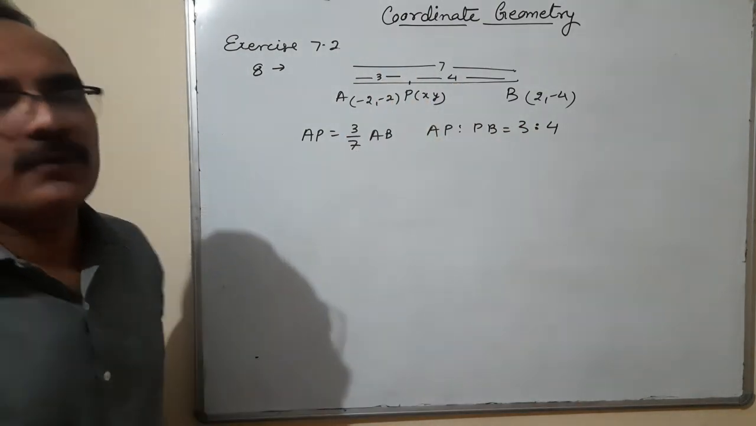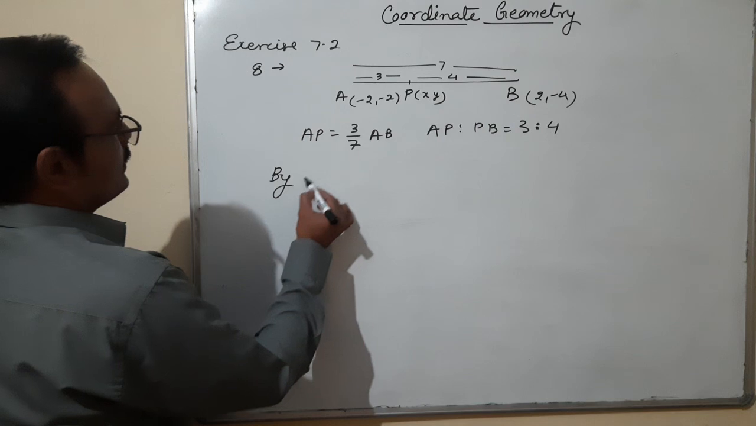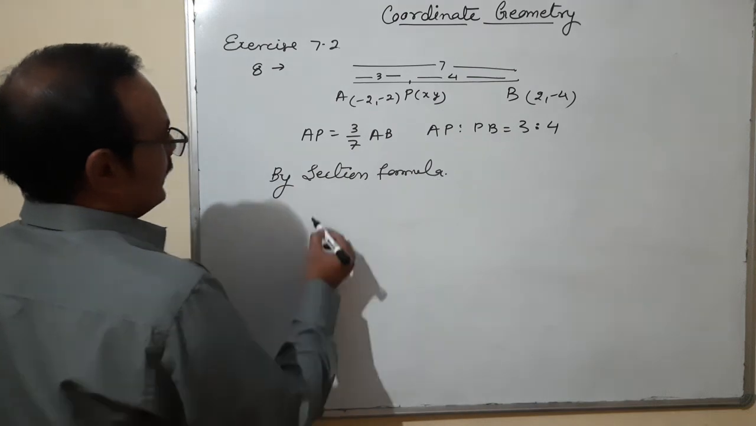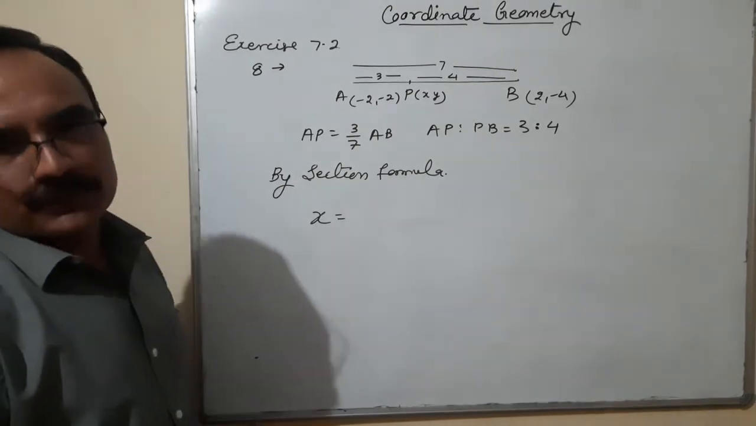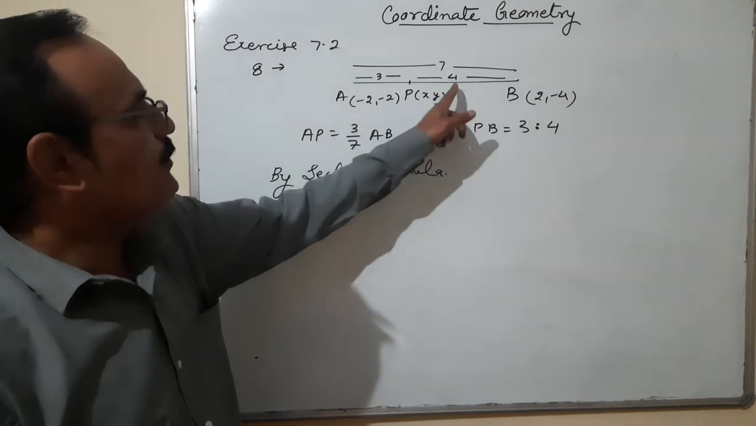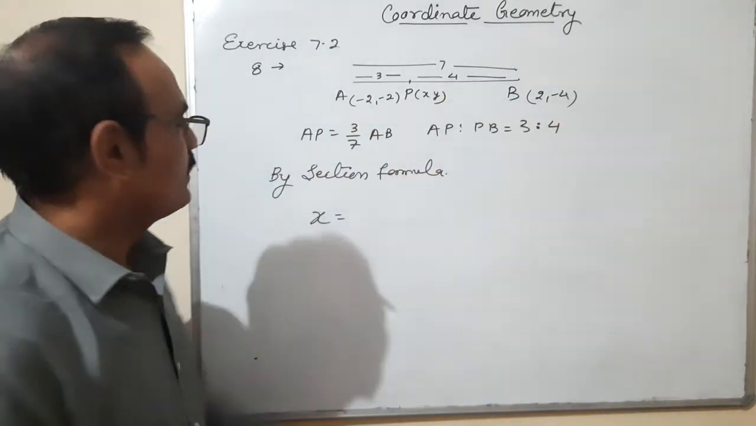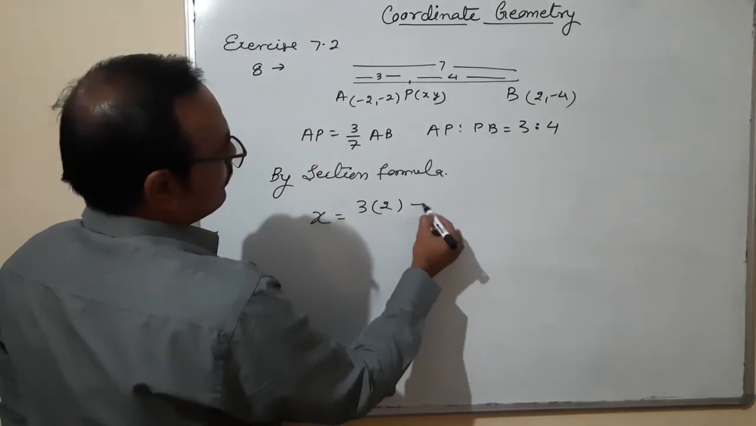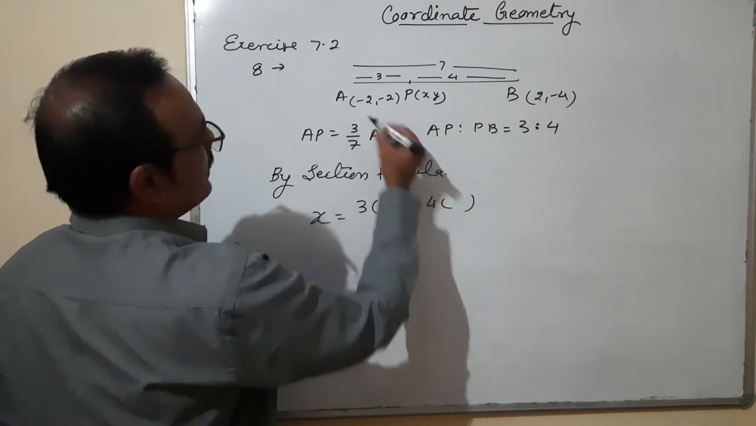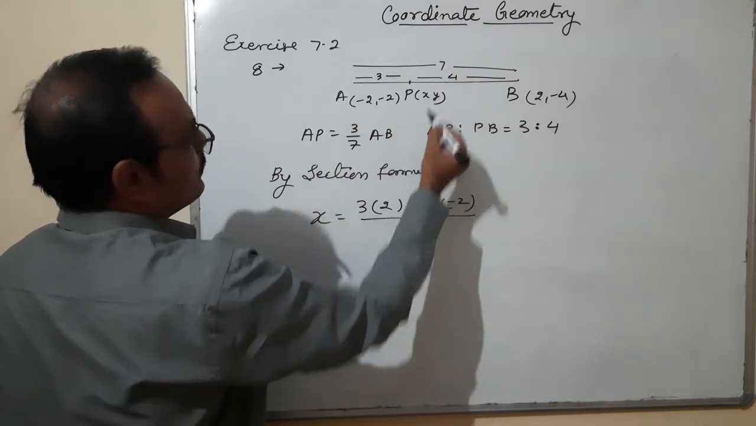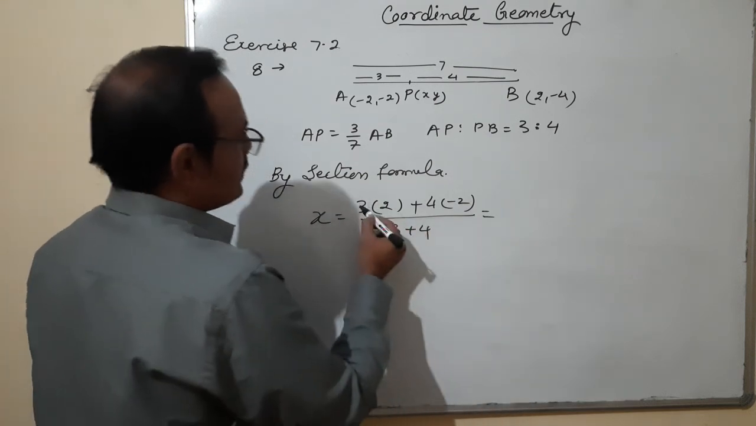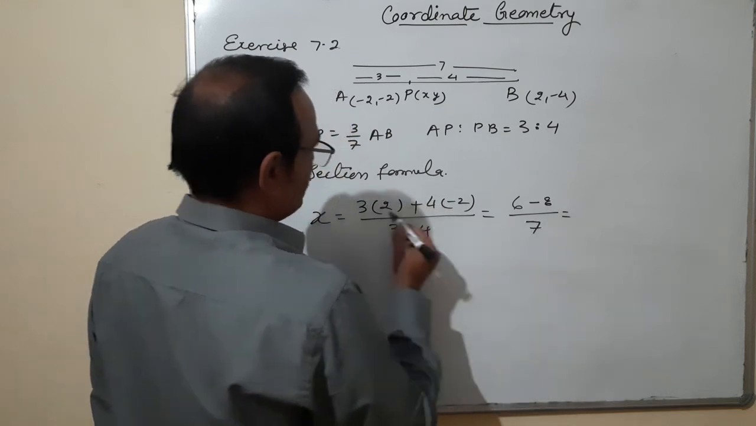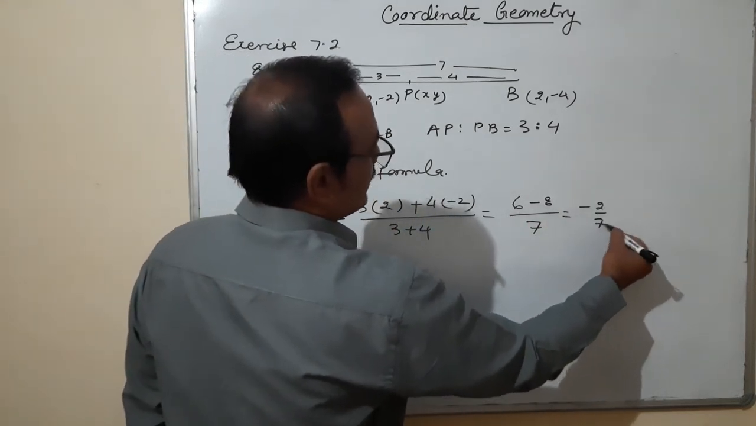Now we are finding the coordinates of point P by the section formula. x is equal to (m1 x2 plus m2 x1) upon (m1 plus m2), where m1 is 3, m2 is 4, (x1, y1) and (x2, y2). So I am writing directly here: 3 times 2 plus 4 times (-2), upon 3 plus 4, which is 7. What is coming? 3 2s are 6, minus 8, upon 7. 6 minus 8 is minus 2 upon 7.